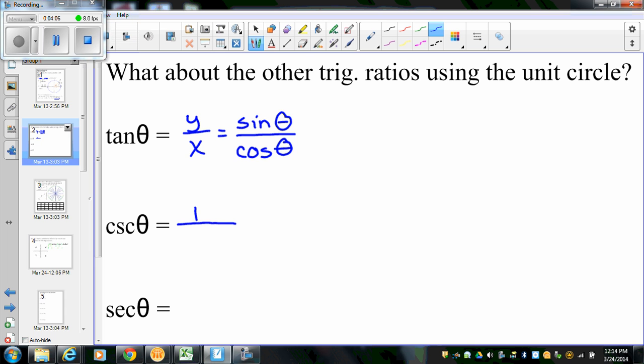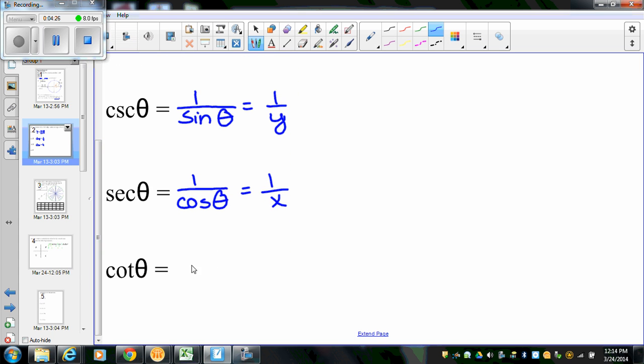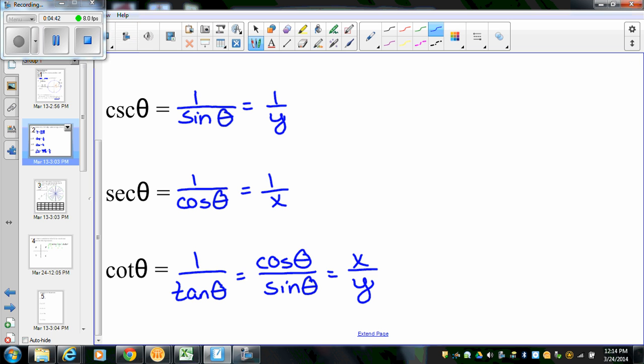Cosecant, if you remember, is the reciprocal of sine. So rather than being equal to y, it would be equal to 1 over y. Secant is the reciprocal of cosine, so rather than being equal to x, it would be equal to 1 over x. And cotangent, since it's 1 over tangent, would be equal to, instead of sine over cosine, cosine over sine, or the x coordinate over the y coordinate for that point.